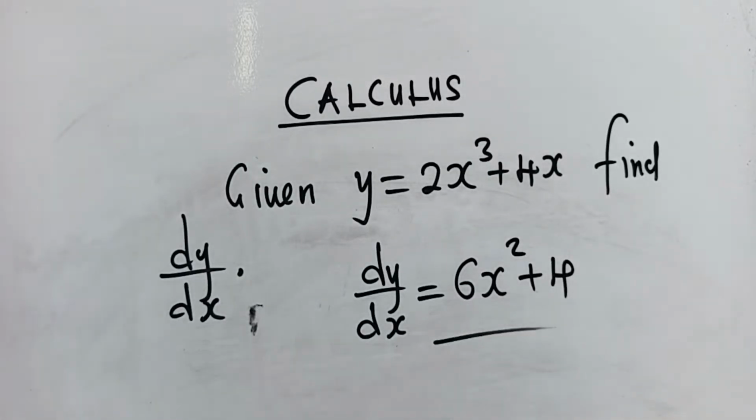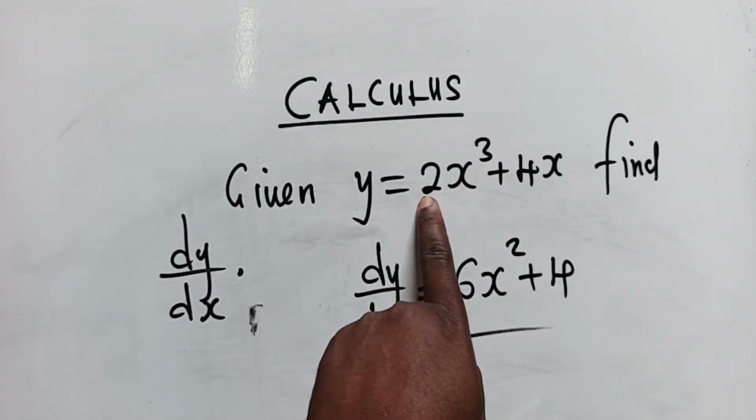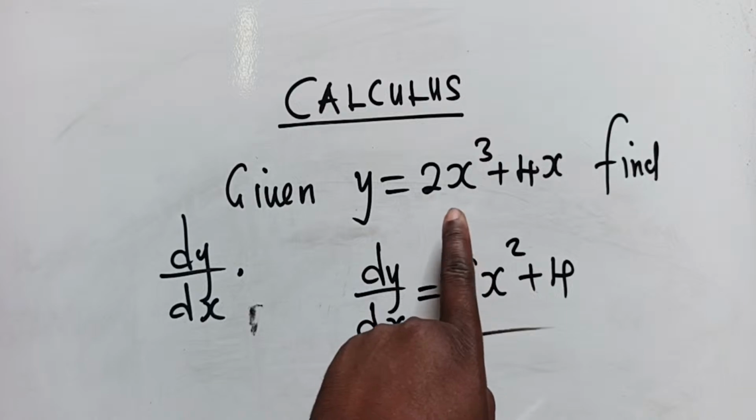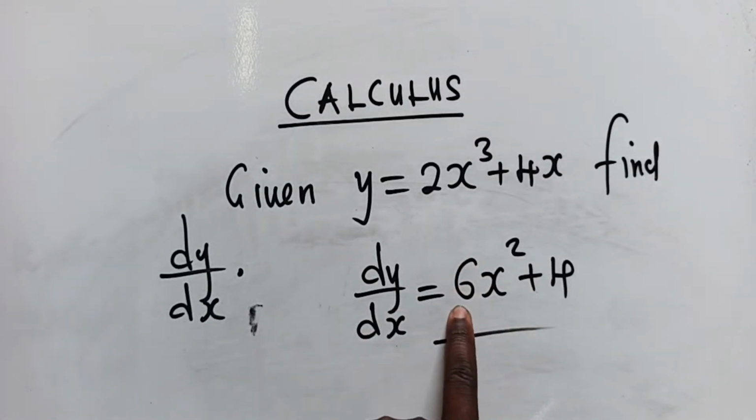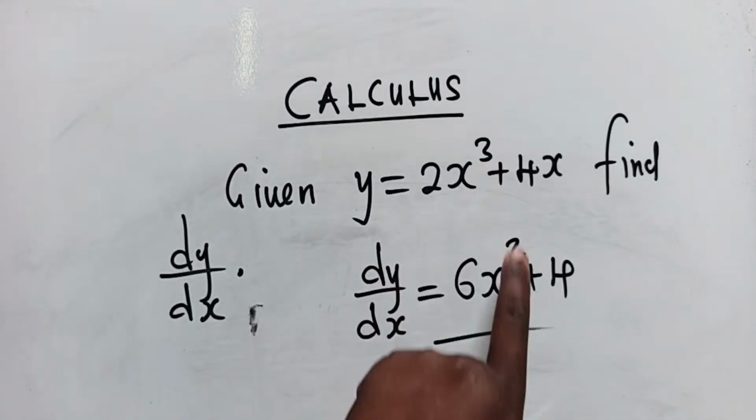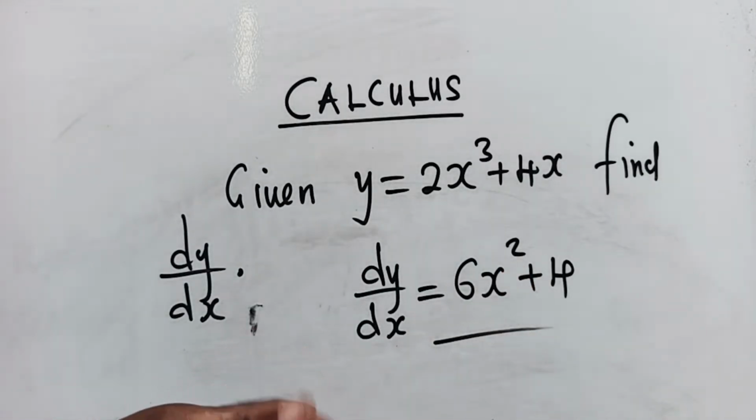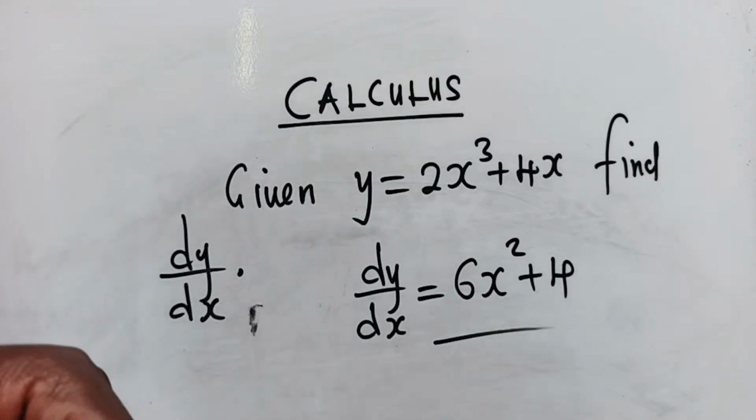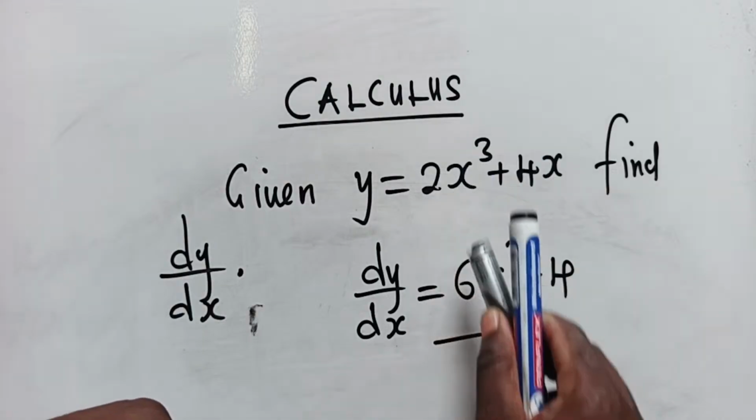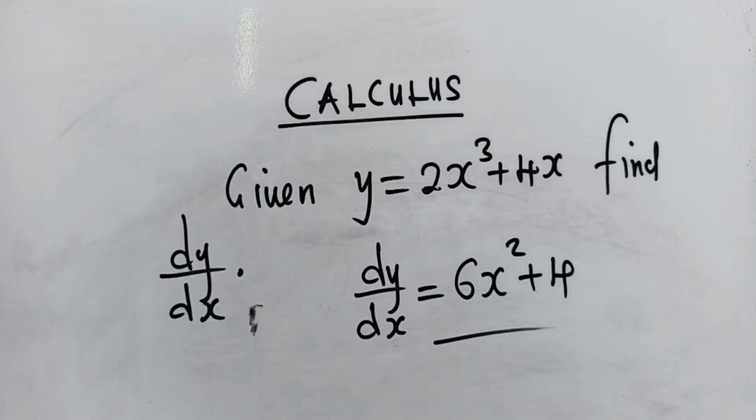This is the answer. So what have I just done here? You get the power which is here multiplied by the number which is in front. So that is 3 times 2, it will give us a 6. And then to the power here, you subtract a 1. So it will be 3 minus 1, which will give us a new power, which is a power 2. So remember, dy dx is the opposite of integration. With dy dx, you first multiply the power by the coefficient, you get that number, and then you subtract a 1 from the power.